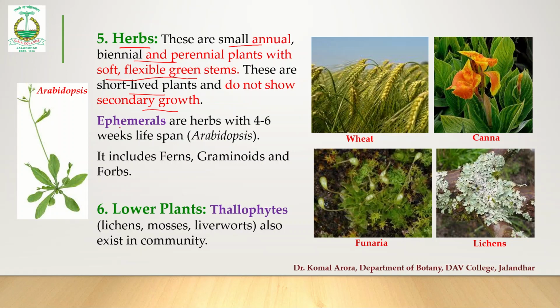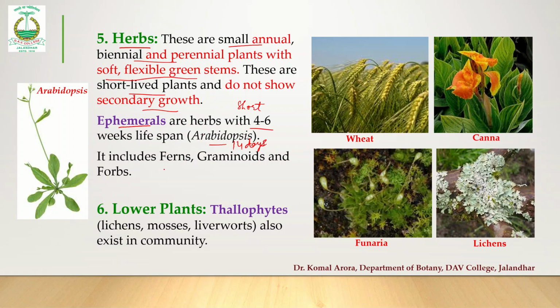Now, in herbs, we have another subcategory called ephemerals. Ephemerals are the plants which have a very short lifespan. They will complete their life cycle within 4 to 6 weeks, sometimes days. For example, for Arabidopsis, it is only 14 days. So the seed will germinate, they will form plants, plants will have sexual reproduction, they will give rise to seeds again. So the life cycle is complete and the body is going to perish. Such plants are called ephemeral plants.